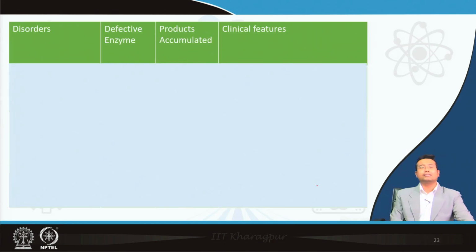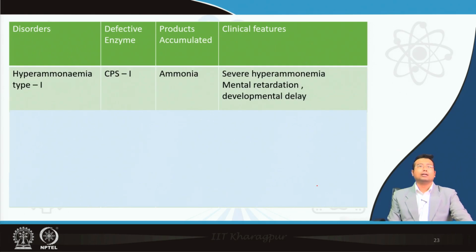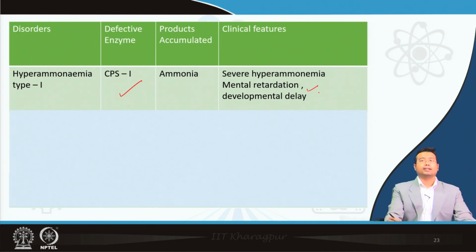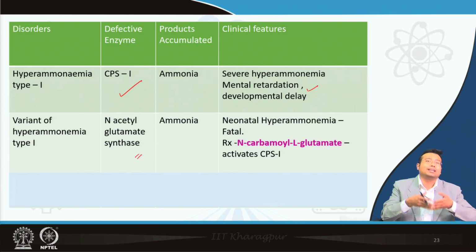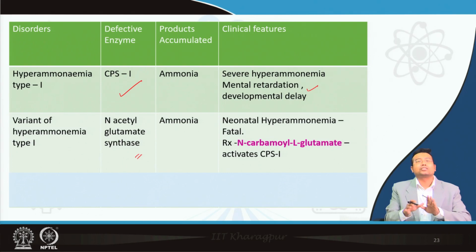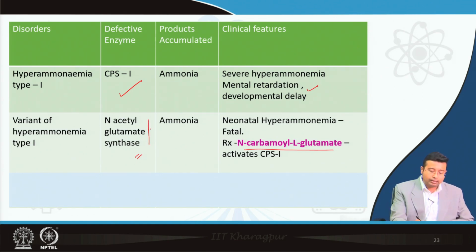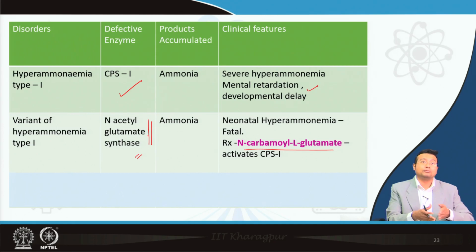If we look at these enzyme deficiencies one by one, the first enzyme deficiency, carbamoyl phosphate synthetase 1, is termed hyperammonemia type 1. It is characterized by severe mental retardation and developmental delay. Next, N-acetyl glutamate synthase deficiency is a variant of hyperammonemia type 1, because this enzyme helps the enzyme CPS1, and we can treat that deficiency with N-carbamoyl L-glutamate, which activates CPS1. Why? The main job of N-acetyl glutamate synthase is to activate CPS1.